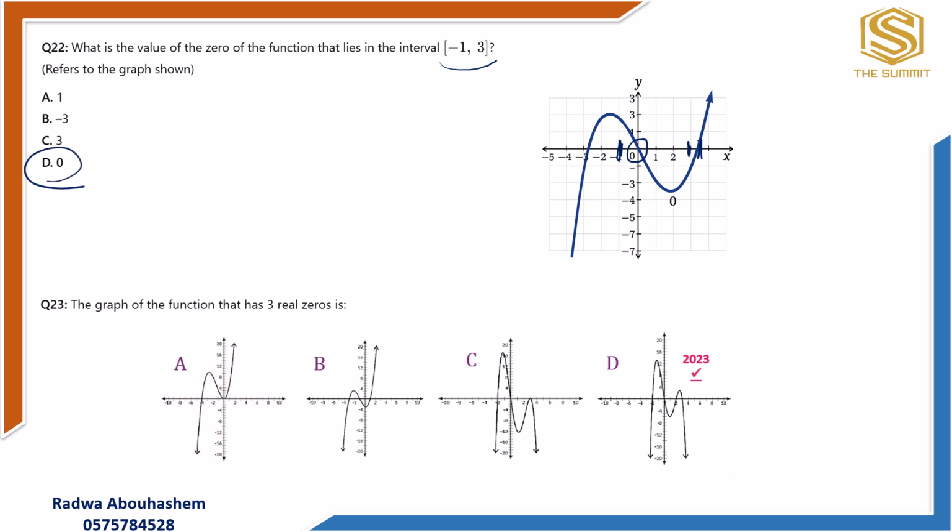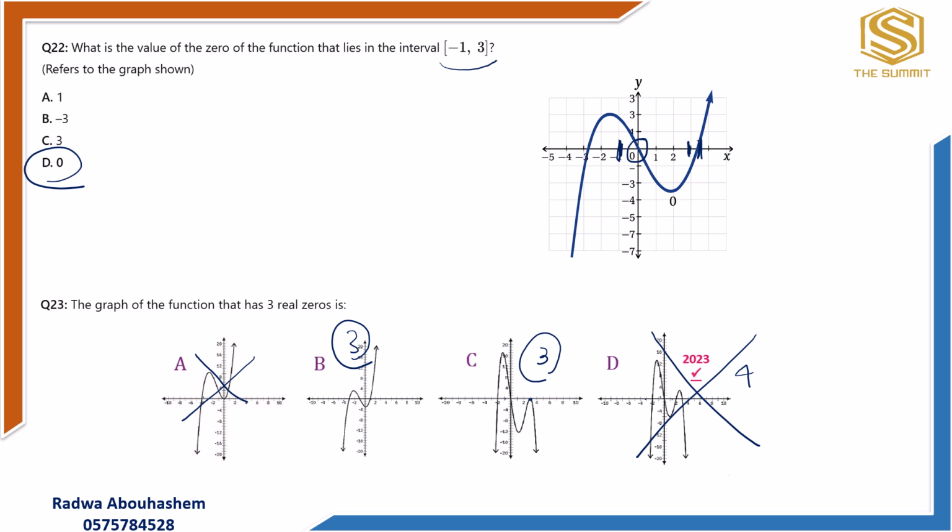The graph of the function that has 3 real zeros. Okay, let me check here. So this means that we have 3 x-intercepts, right? Good. Let me check here. Here I have 1, 2, so this is not 3. 1, 2, 3, okay. Here, 1, 2, 3. Let me check this again. Here, 1, 2, 3, 4. So I have to exclude both A and D.